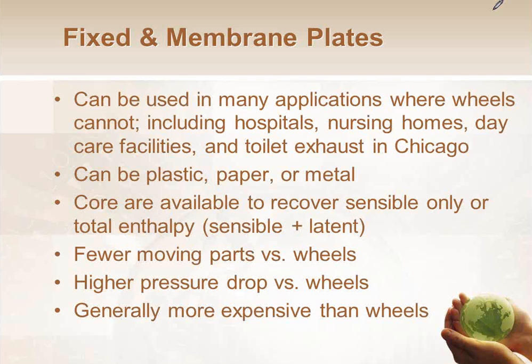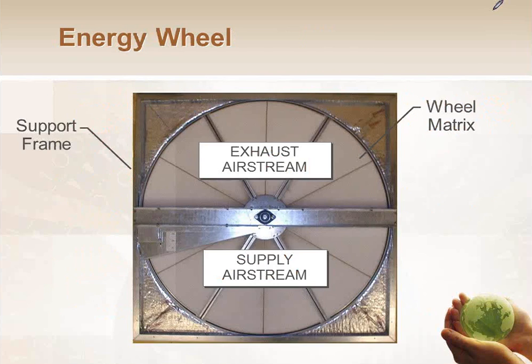One of the benefits to a fixed core style is that we don't have the moving parts that a wheel obviously has, so there's one less maintenance item. The downside to it is that it has a higher pressure drop associated than a wheel, so it takes more fan energy to use one, and it's typically more expensive than a wheel, and that's because I need more surface area because the wheel is moving, whereas the core is not moving, so I need more surface area, so hence I need a bigger cabinet, so it tends to be more expensive.